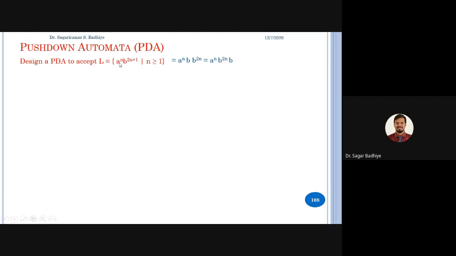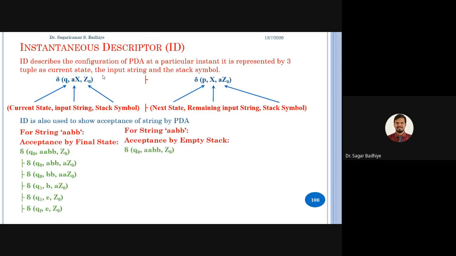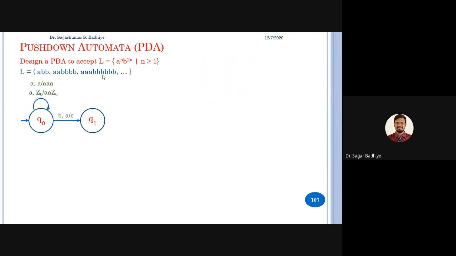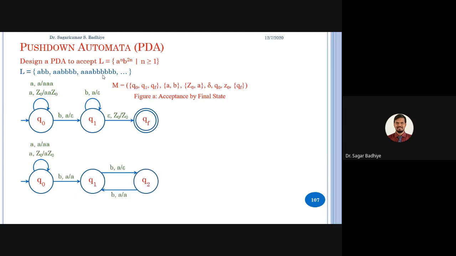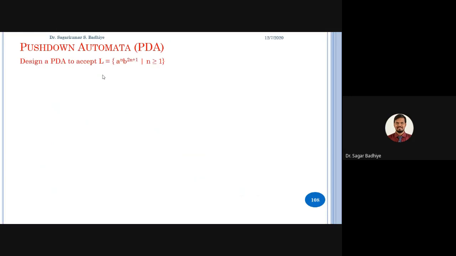We have already seen a power n b power 2n kind of strings in the previous class, right? We have seen how we can design a push down automata that would accept the language a power n b power 2n in this way. We have also seen acceptance of a string for this particular automata, and then I asked you to design a push down automata that will accept such strings where the string has a number of a's followed by twice the number of b's as the number of a's followed by a single b, right? It is 2n plus 1.